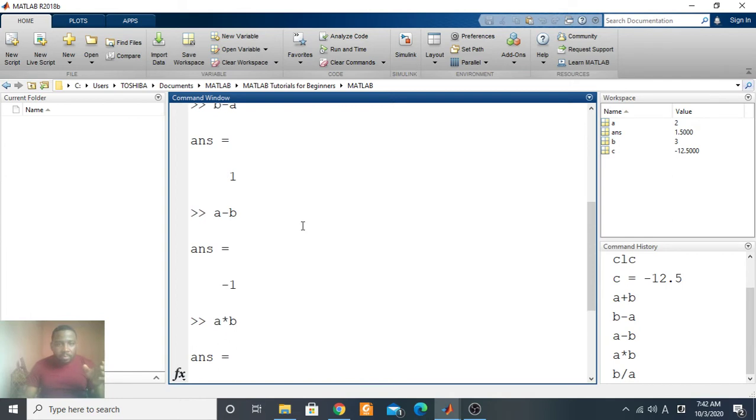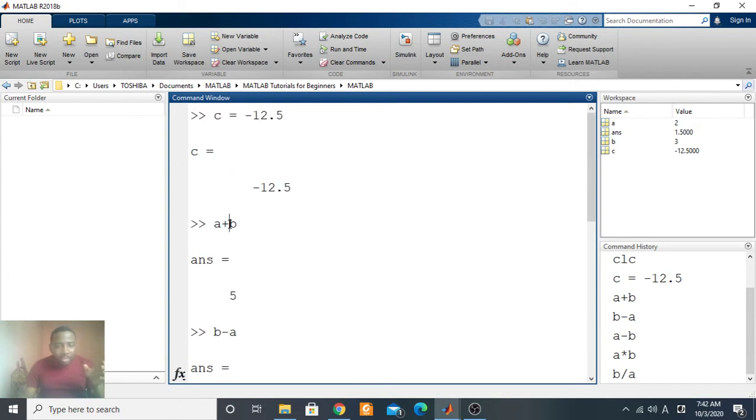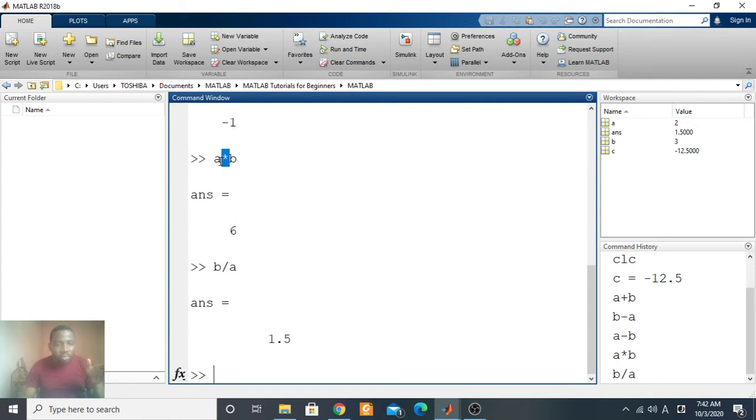So what have we seen right now? This is the plus operator in MATLAB. If you want to add something, you use the plus. You want to subtract two things, you use the minus. You want to multiply those things, you use the star on your keyboard. And then here you will use right division. We say right division because it is inclined towards the right.